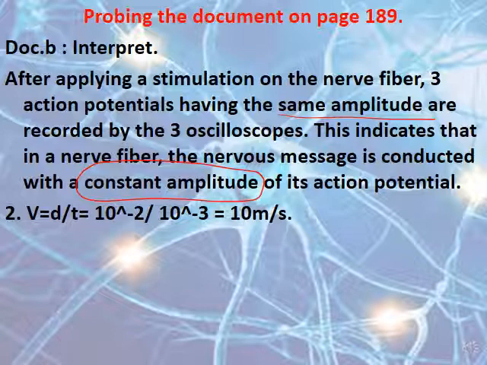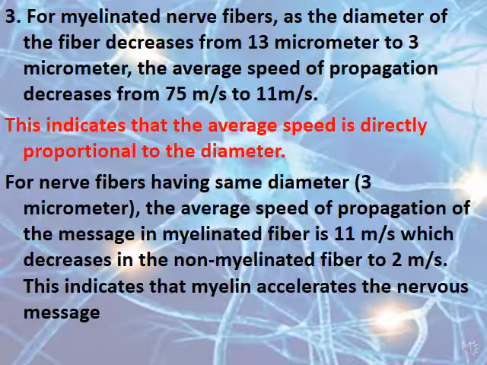Here we move somehow to physics. They said calculate the velocity in part 2. Velocity equals distance over time. Distance in centimeter, to be in meter, is 10 to the power minus 2, since it's 1 centimeter, so 1 centimeter is 10 to the power minus 2 meter. And 10 to the power minus 3 represents 1 millisecond, so it's 10 to the power minus 3 seconds. So the speed is 10 meter per second.